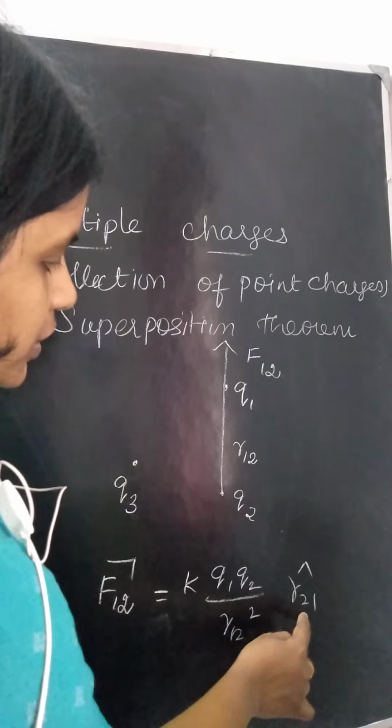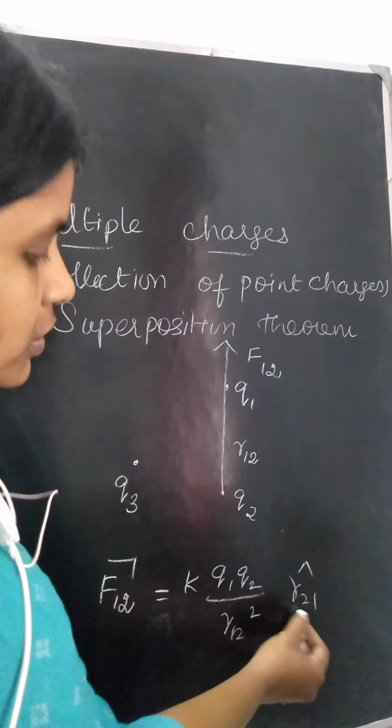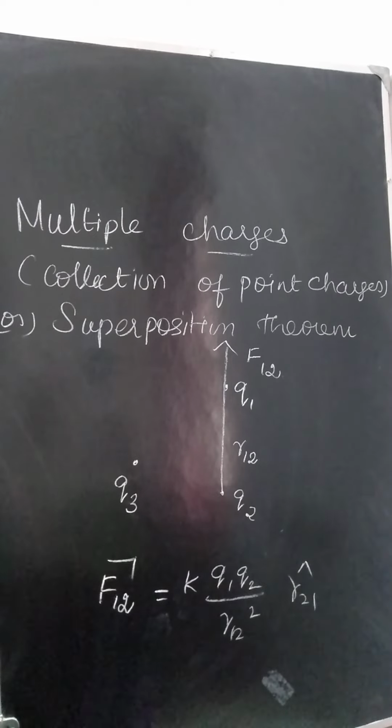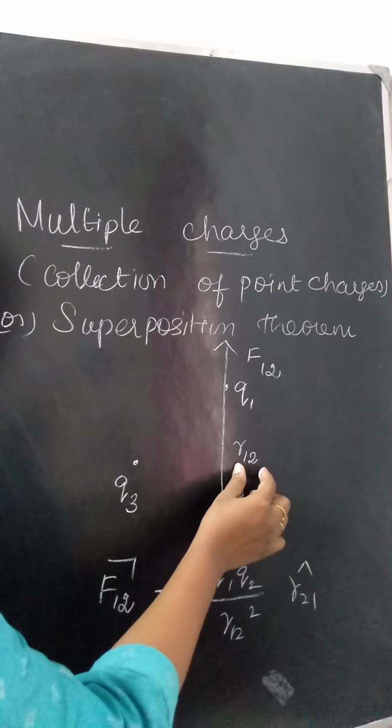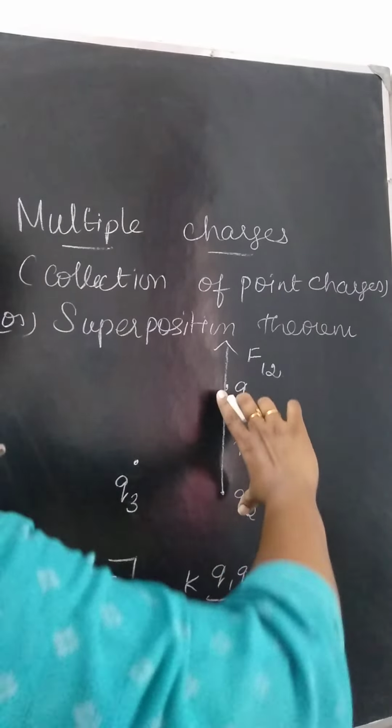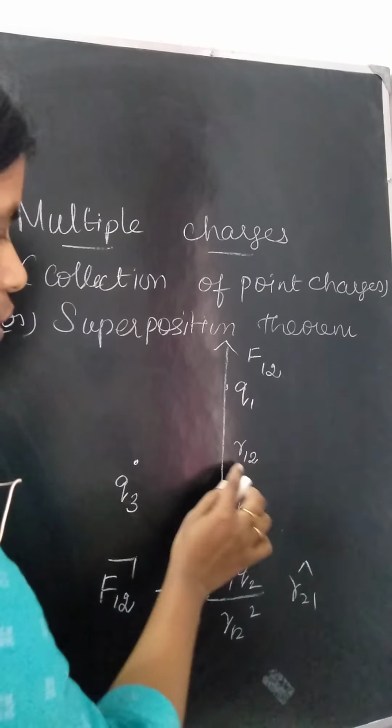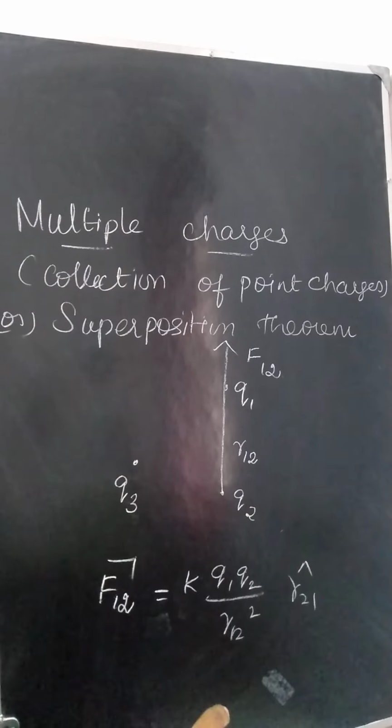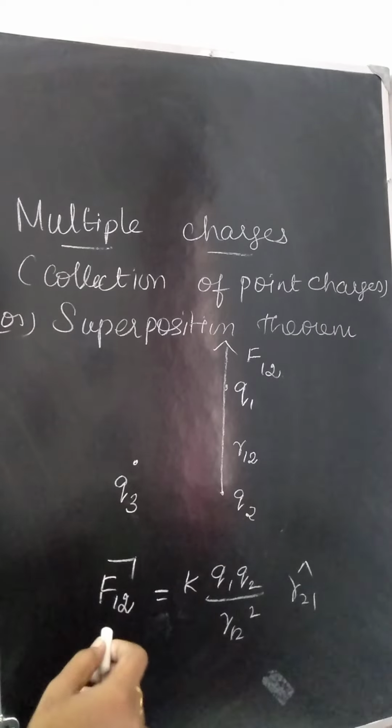So this is the unit vector. When you are indicating the unit vector, there you have to write R21 cap. Here I am giving only the distance, right? Means scalar quantity. Distance, that is between 1 and 2, so R12. Getting or not?